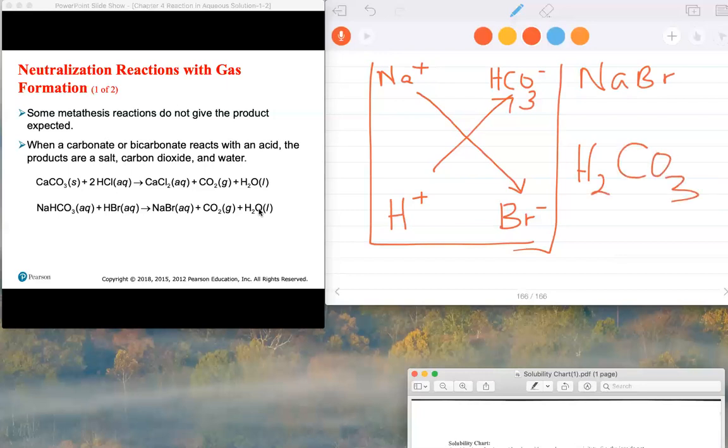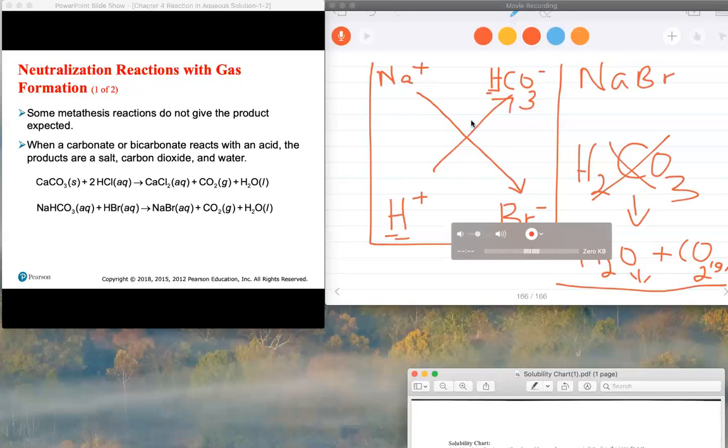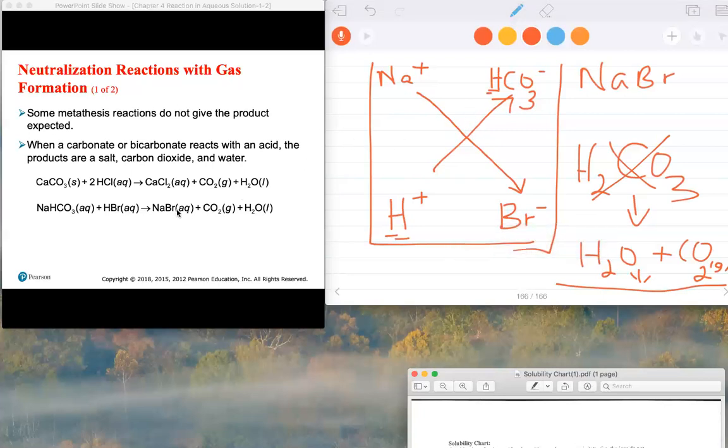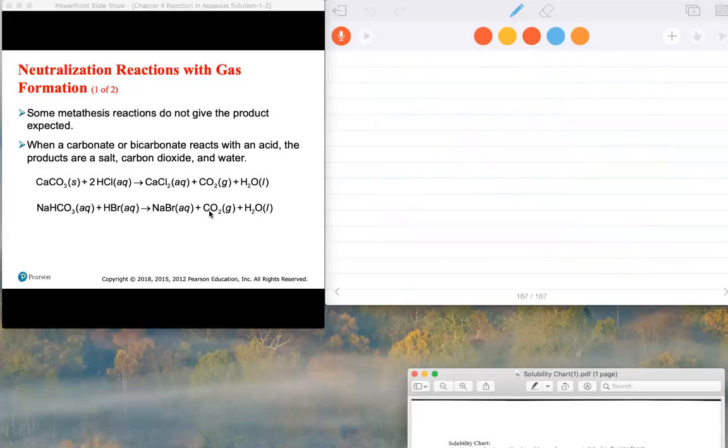H2CO3. For this hydrogen and this hydrogen, we have two of them. This will decompose into H2O plus CO2. This is gas and this is liquid. So this will decompose into these two products when you use this approach to write the chemical formulas of your products. I can also show you the first one.